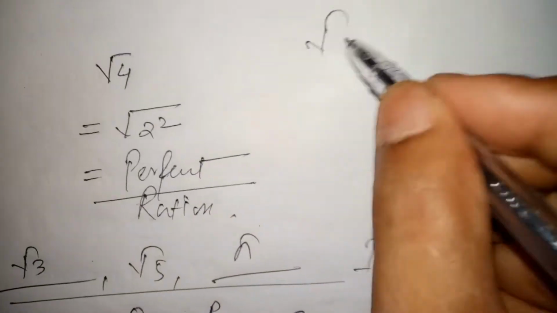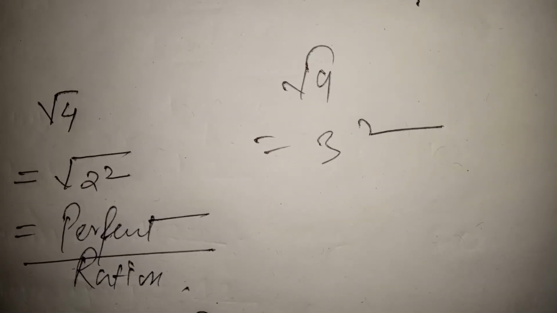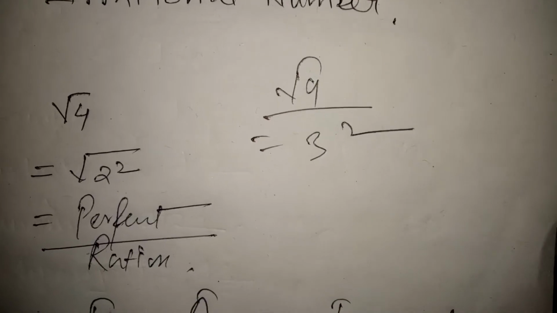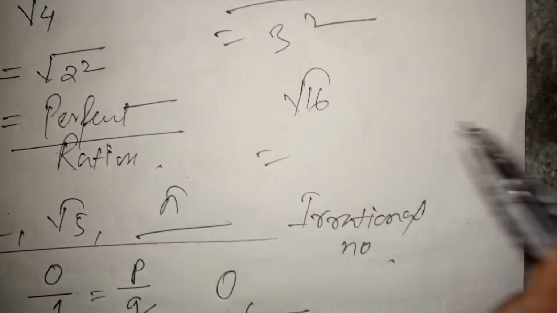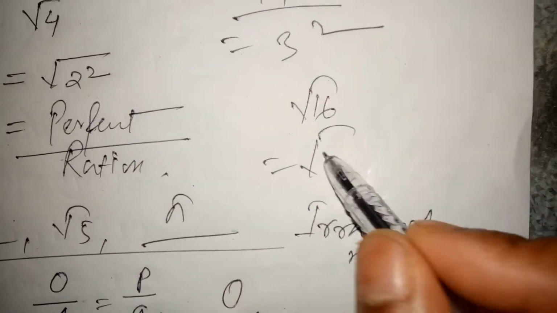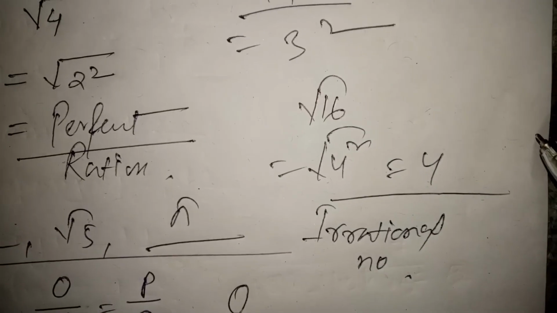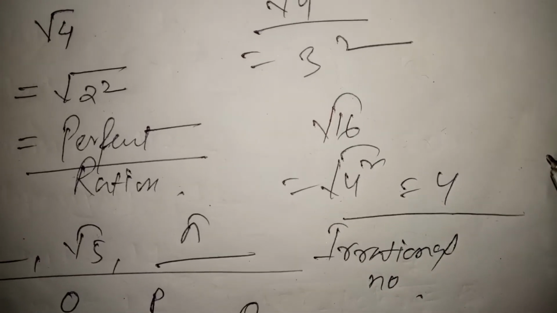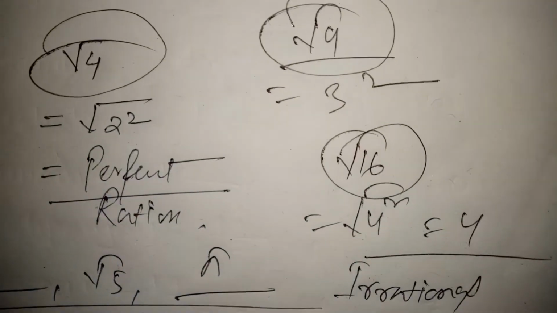Like this, under root 9, 3 square is 9, so this is also one. Under root 9 is also called a perfect square number. Like this, under root 16, you can write 4 square equal to 16. That means this is also a perfect square number. So all these perfect square numbers will be called your rational numbers.